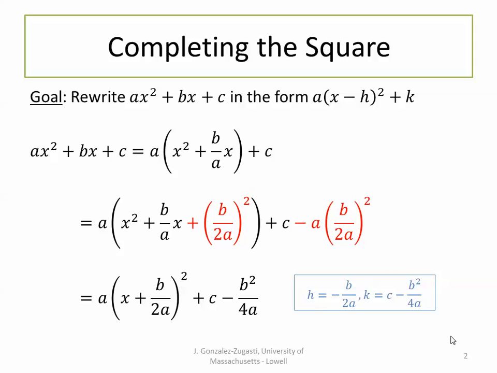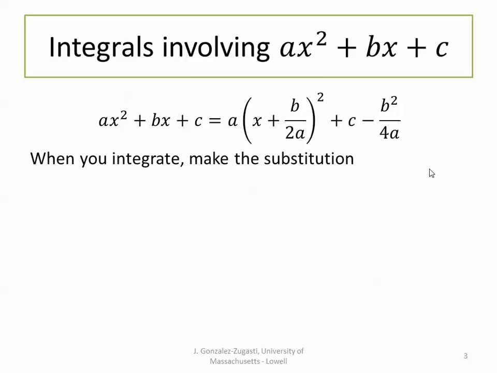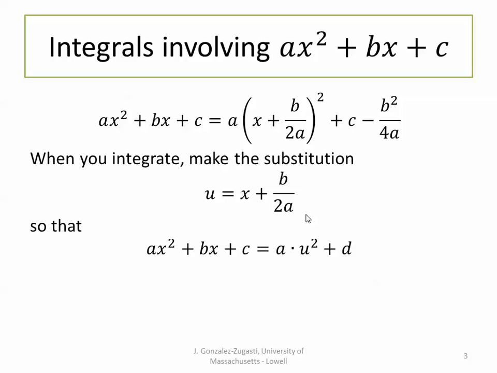Alright, so once we know how to complete the square, if we want to integrate an expression involving ax squared plus bx plus c, we're going to make the substitution u equal to x plus b over 2a, so that I can rewrite ax squared plus bx plus c as a times u squared plus d, where d is equal to the constant at the end, which is c minus b squared over 4a.